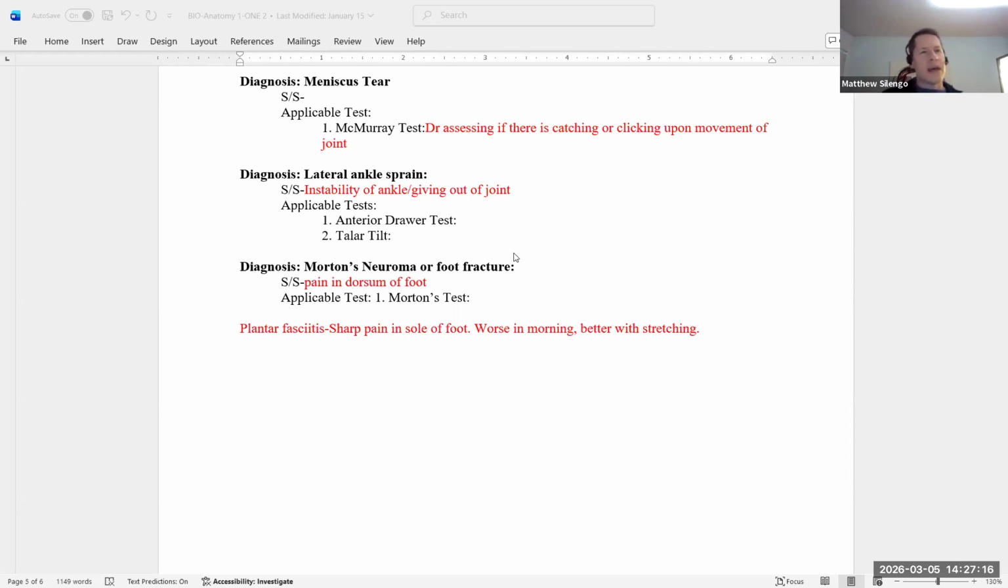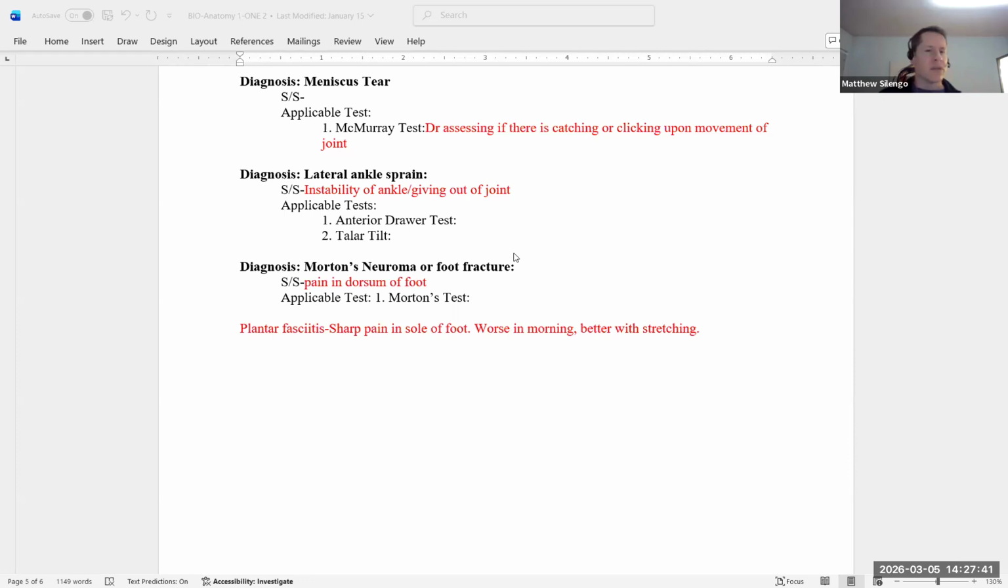And usually the way that presents is if the meniscus is torn, the patient will complain of some kind of catching sensation. Like when they move their knee joint, it doesn't move smoothly. They feel like something catching or something clicking, that's usually how they describe it. And it could be painful as well. Again, depending on the amount of acute inflammation going on, it could be painful, but they often include that detail about some kind of catching or clicking.